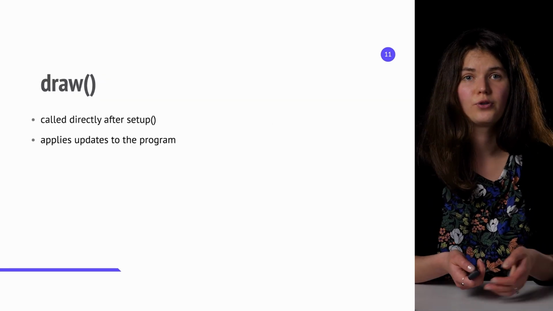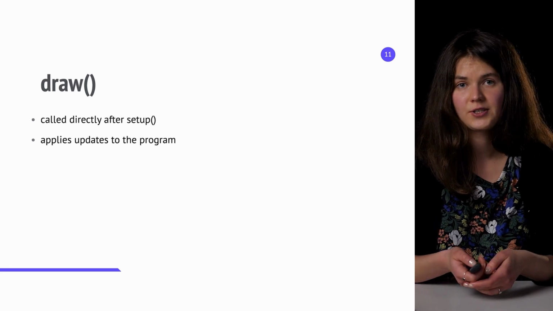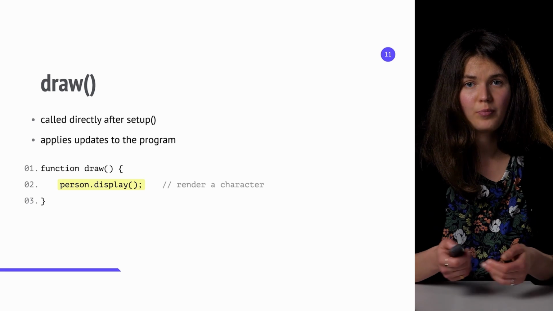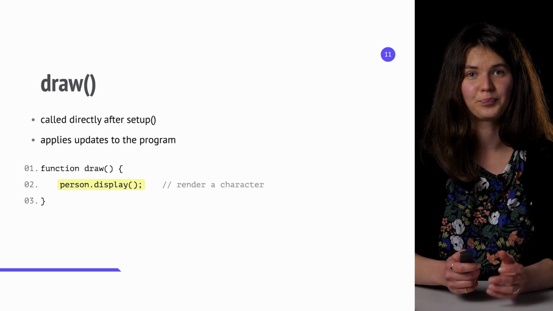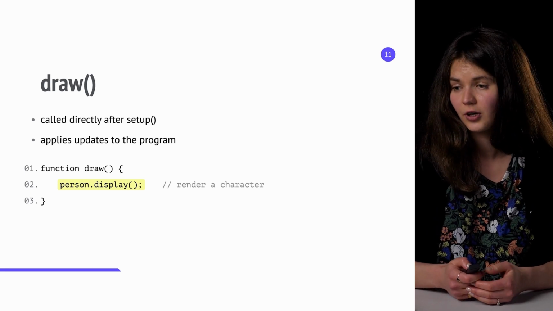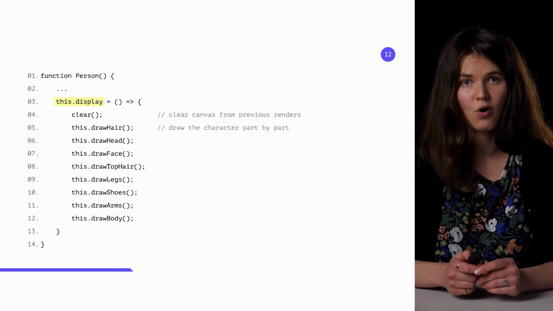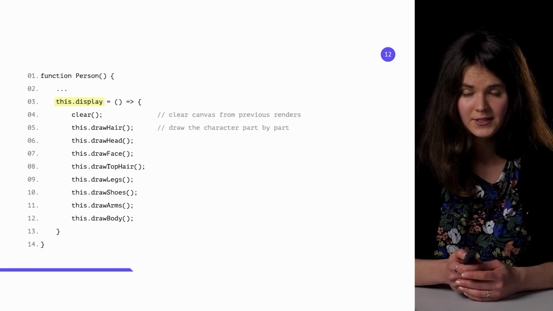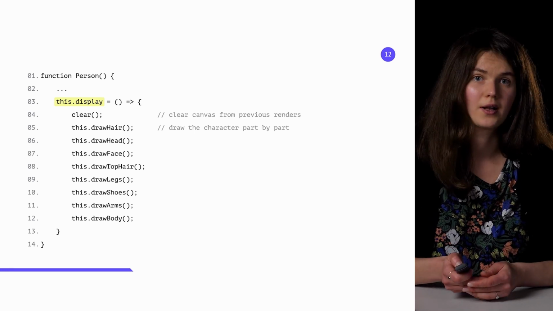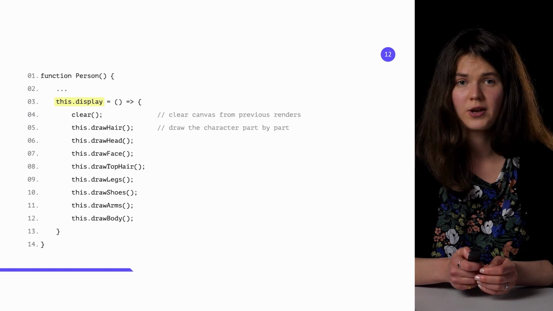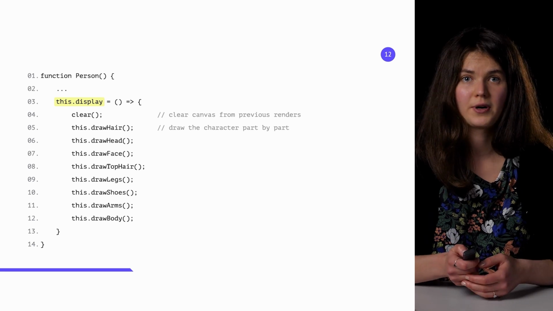The draw function is called directly after setup, and it applies all the updates to the program. In our app, we just call a method display, which obviously renders our character in this function. And this method display itself is a sequence of different other methods that we use to draw different body parts one by one. And also before each render, we call the function clear to clear our canvas from previous renders.